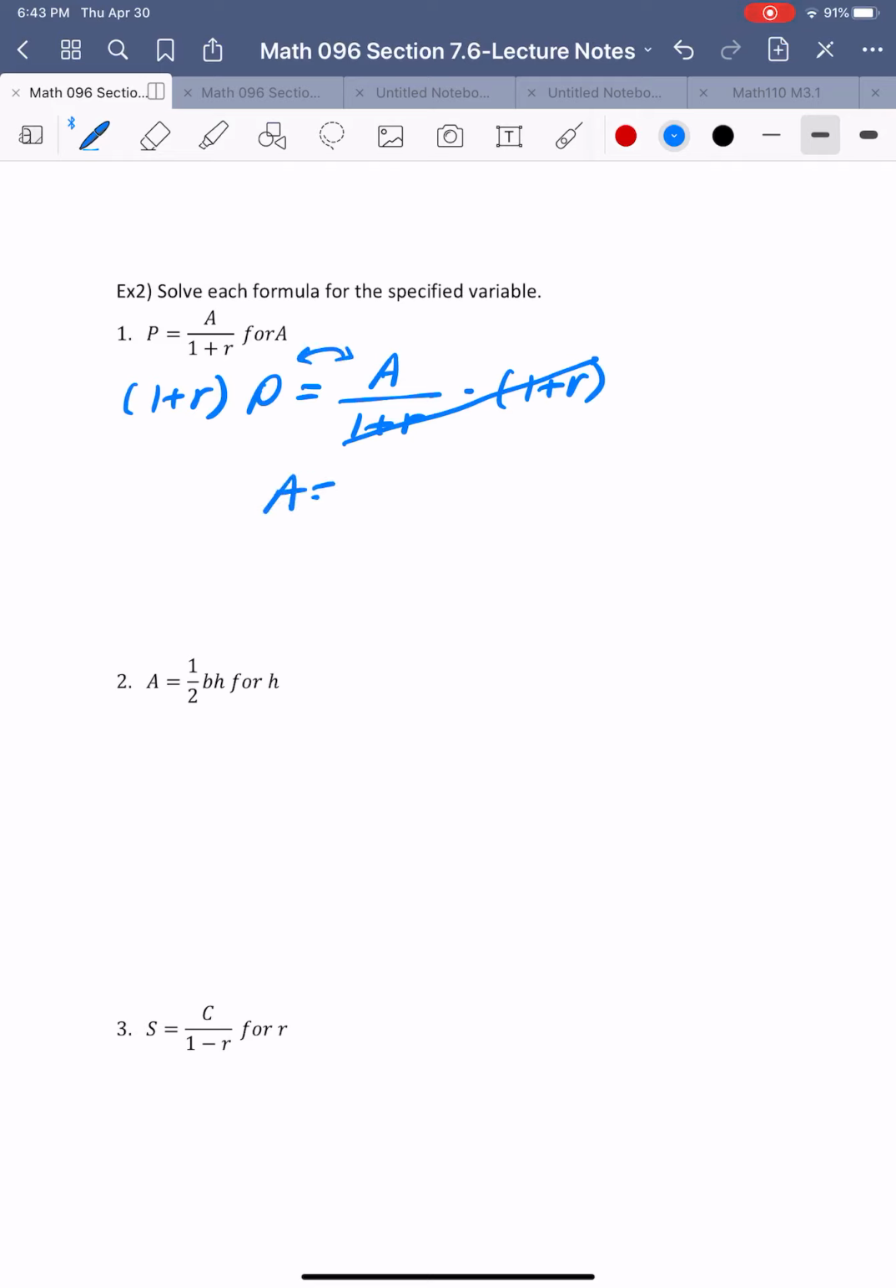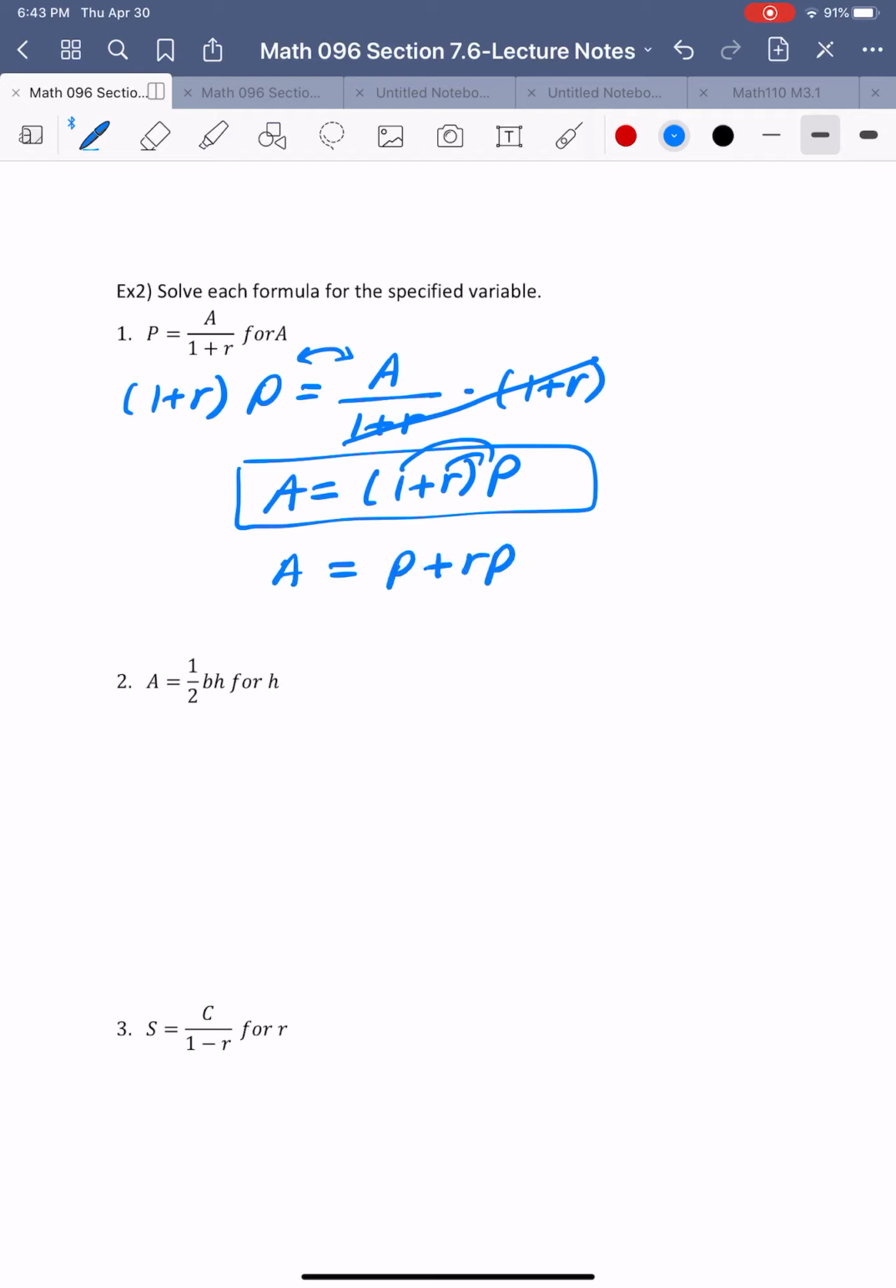So a is now 1 plus r times p. This is it. If you want to go further, you can distribute the p, so a is also p plus rp. Either one is fine.